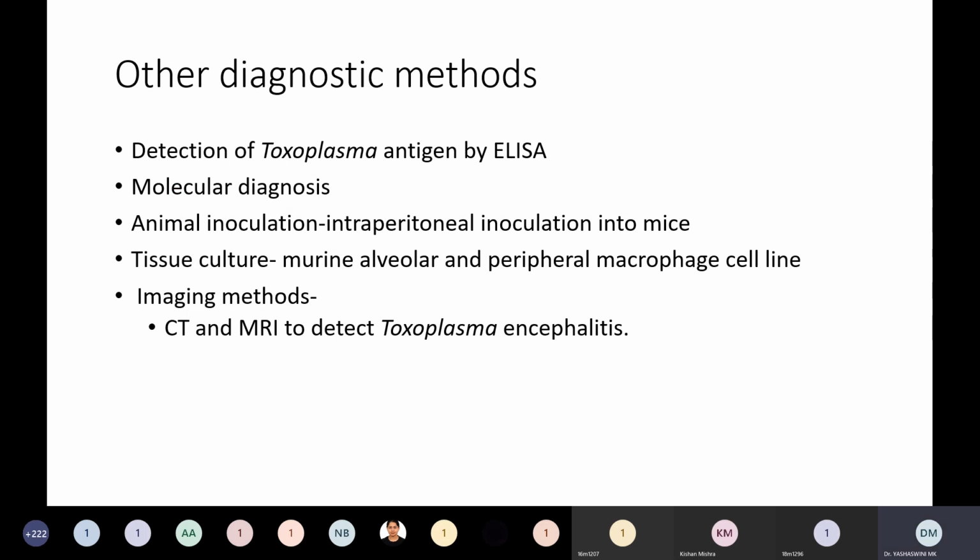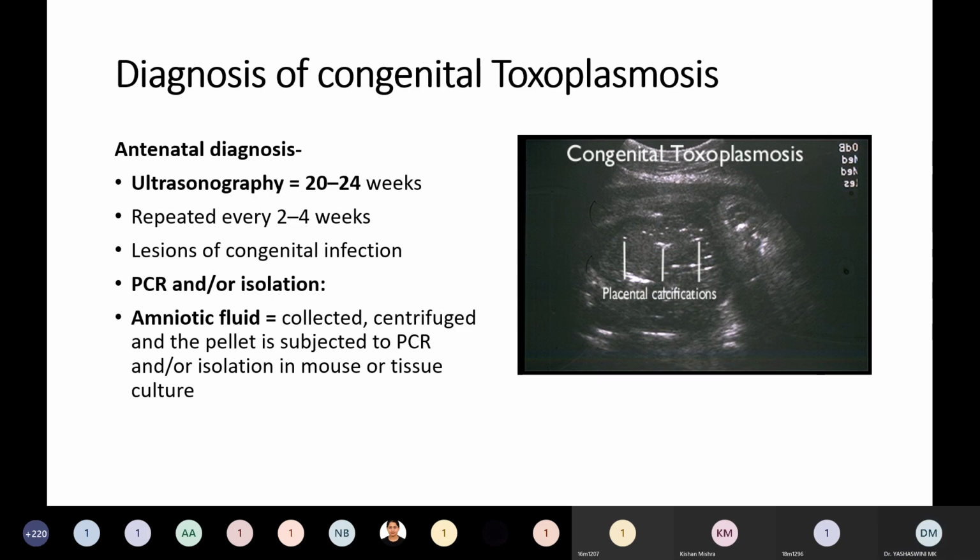Other diagnostic methods could be detection of Toxoplasma antigen by ELISA or molecular diagnosis. You can do animal inoculation by intraperitoneal inoculation into mice, or do a tissue culture by using murine alveolar or peripheral macrophage cell lines. You can also have additional radiological guidance by using CT scan or MRI scan, where you can detect Toxoplasma encephalitis.